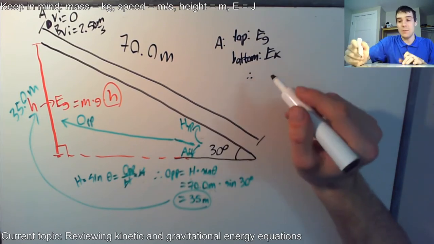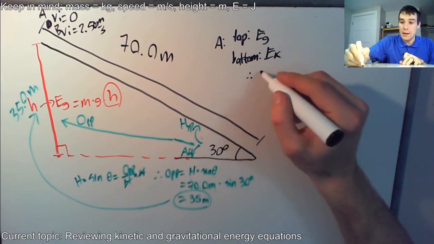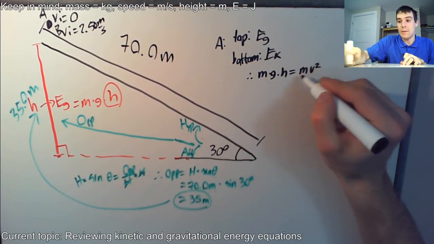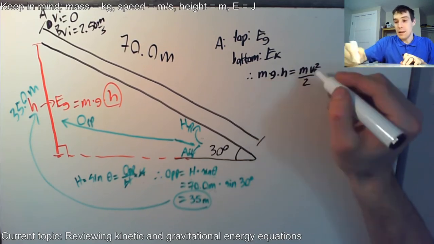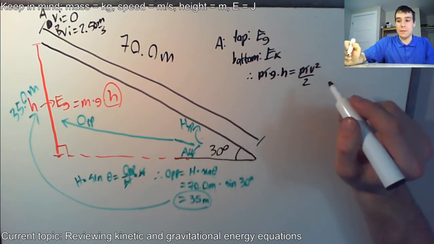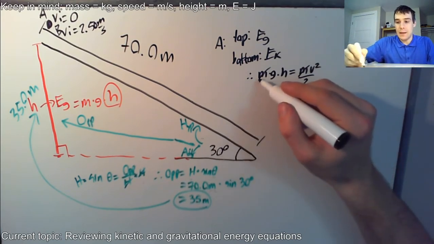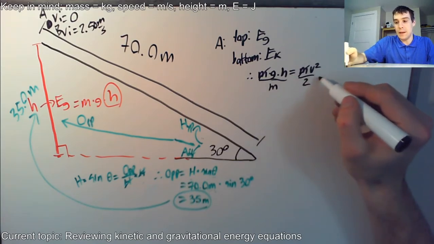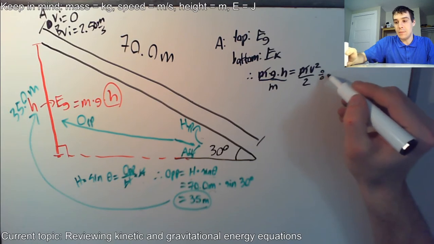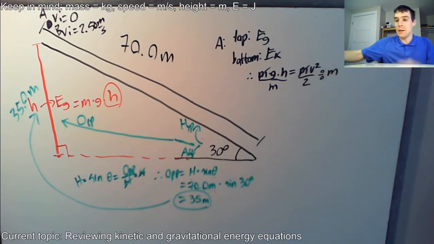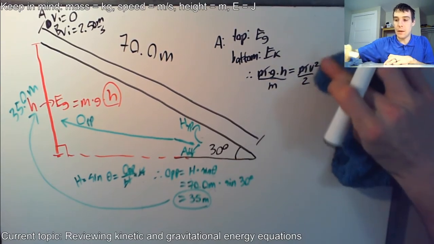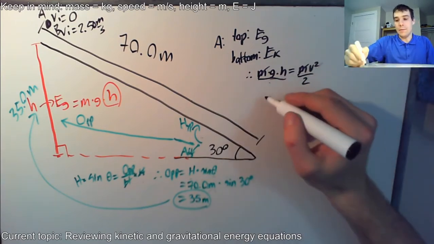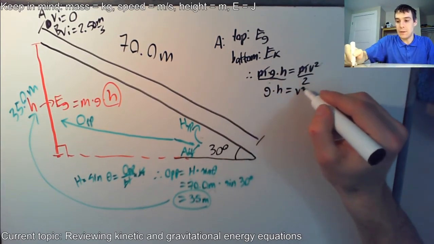Therefore, if there's no friction, which the problem told us not to do, the M times the G times the H at the top is going to equal the M V squared over 2 at the bottom. M is going to reduce to 1 here. We're allowed to do that. It's essentially just dividing by M on both sides, and the M's cancel out. Which gives us our new equation, GH equals V squared over 2.